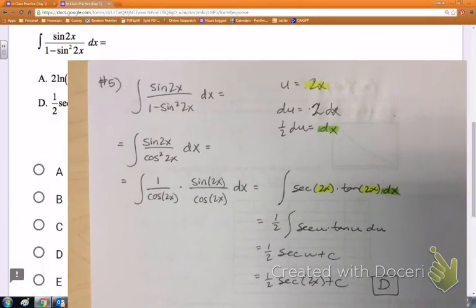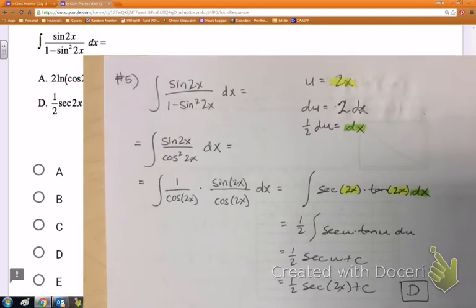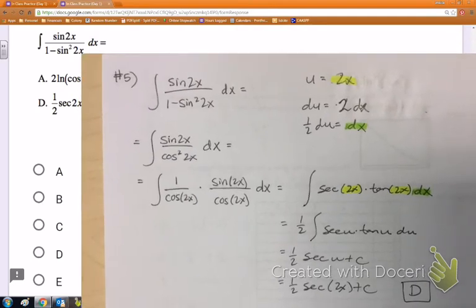So let me put this over here so we can see it together. There we go. So 1 minus sine squared on the bottom becomes cosine squared of 2x. That's a trig identity that we have. From there, we have sine of 2x over cosine of 2x. Some people might get stuck here, but this hopefully looks a little bit familiar to you because we did something like this in class.